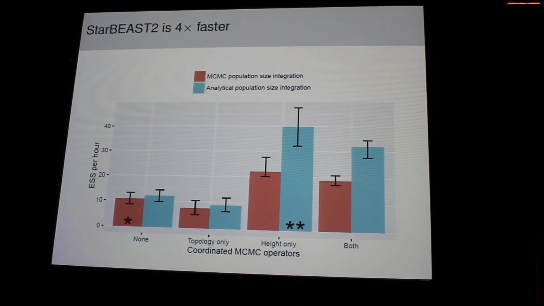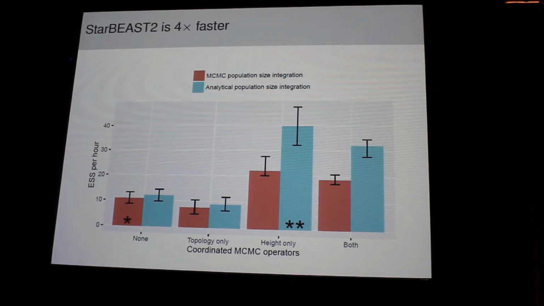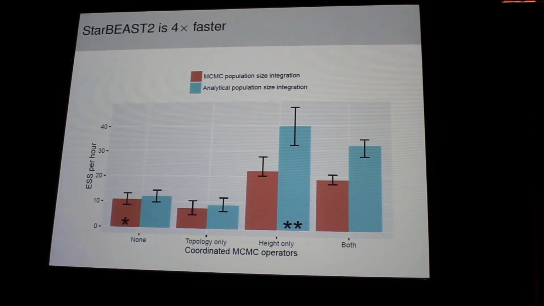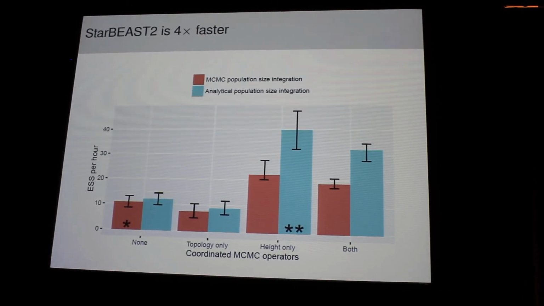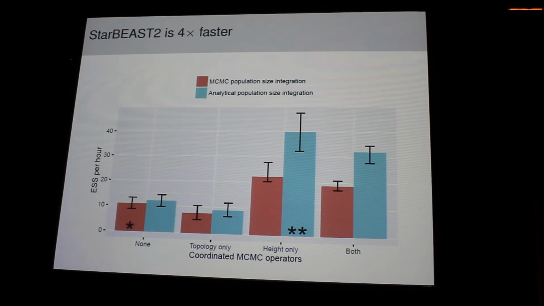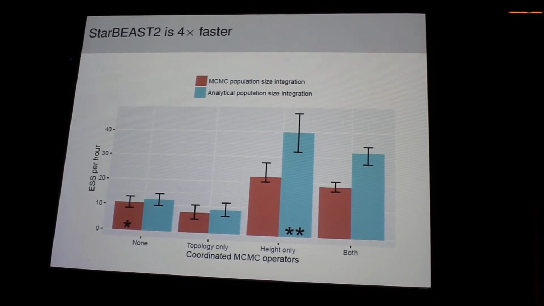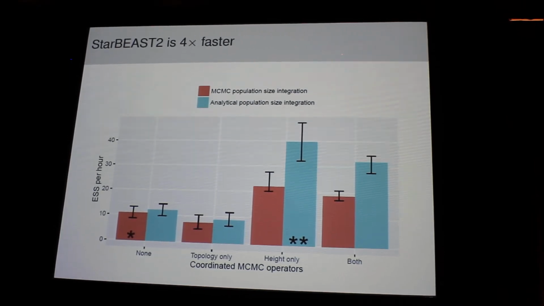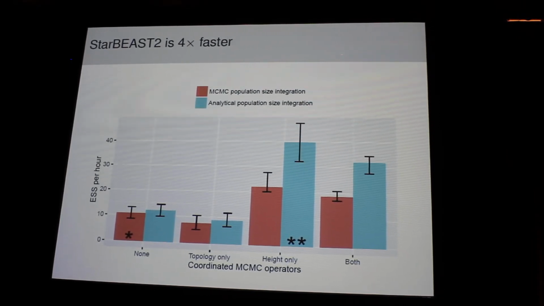Interestingly, analytical population size only seems to help when you also have the height changing operators. And adding the topology changing operators seems to slightly decrease the performance in terms of the number of independent samples drawn per hour.